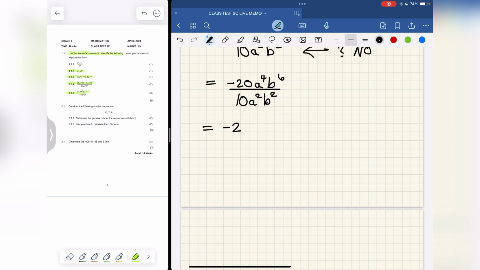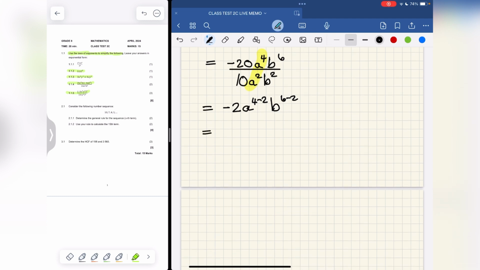And then for my a's, I've got a to the power 4 divided by a to the power 2. I know that I can keep my base, and I'm dividing now, so my exponents must be subtracted. So it's 4 minus 2. And for my b's, I can keep my b and subtract my exponents. Simplified, that would then just be negative 2, a to the power 2, b to the power 4. And that will be my final answer.